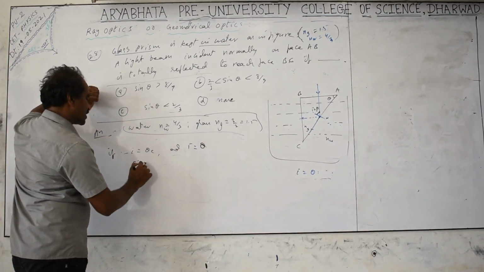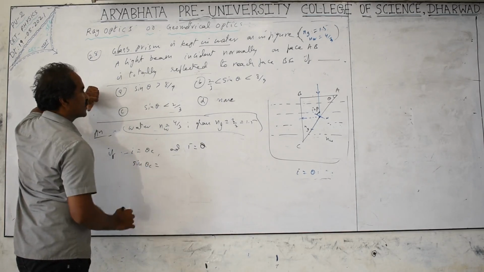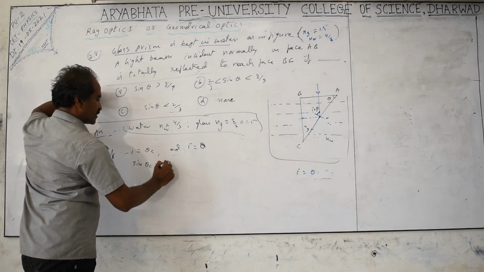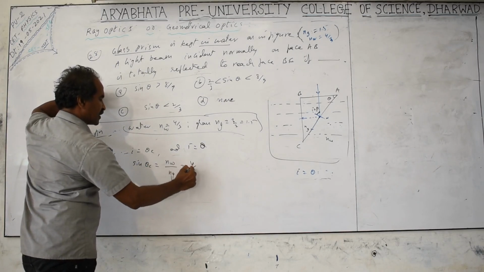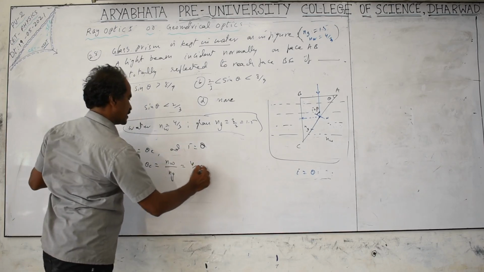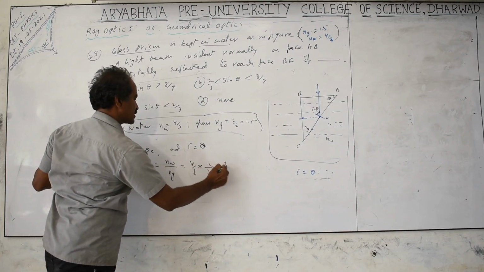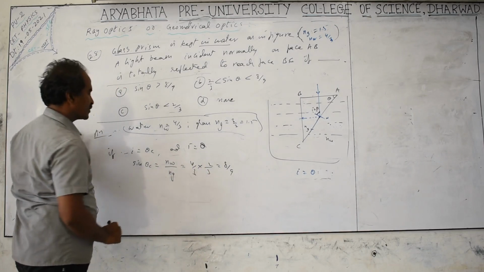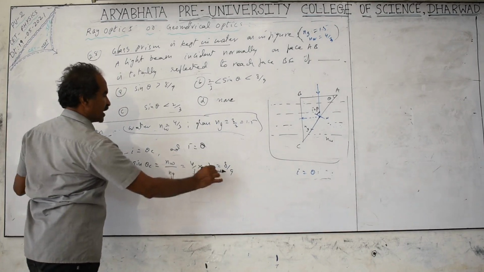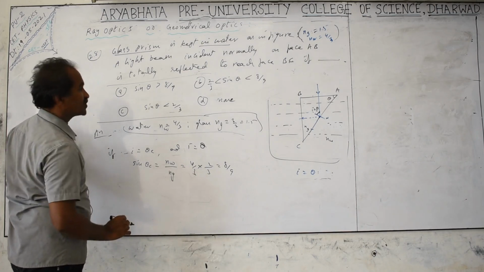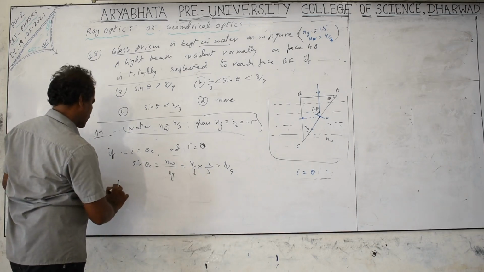So the relation I get is sin theta C equals n water, the rarer medium refractive index, divided by the denser medium refractive index, that is glass. n water is 4/3, glass is 3/2, which gives 8/9. So if theta equals theta C, sin theta should be 8/9, but we have the angle equal to theta.